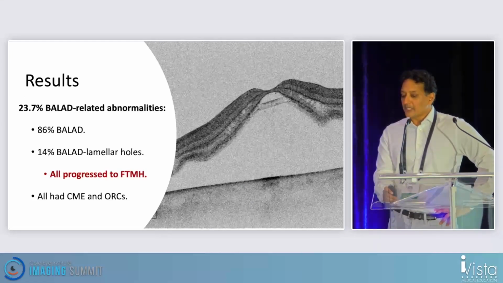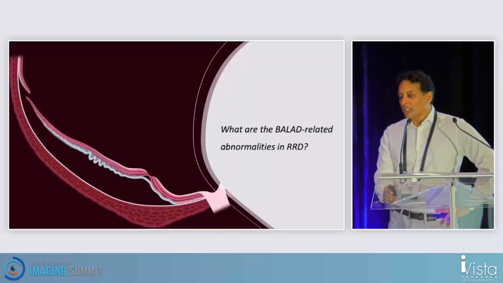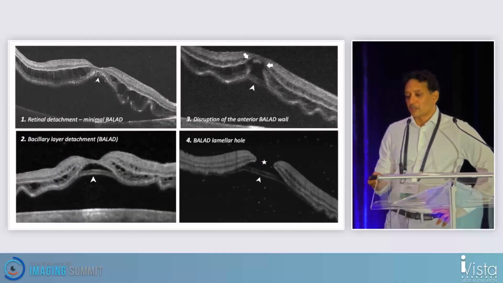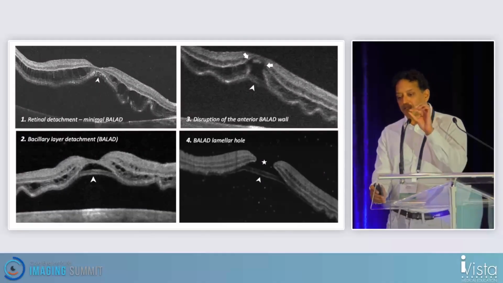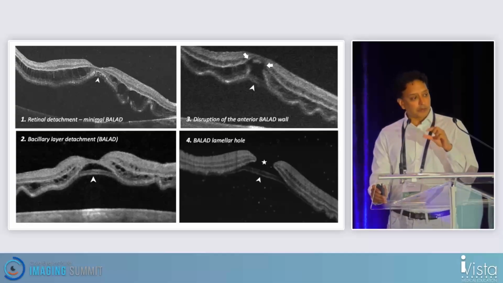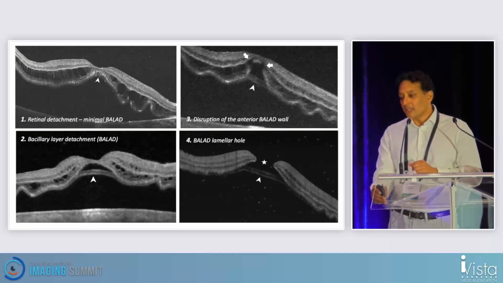So we wanted to look at what types of these BLAD-related abnormalities you get, and we recognize that some of them progress to what we call a BLAD lamellar hole, and that could be the precursor of a full-thickness macular hole. So here's the spectrum of changes where you see a subtle change in the myoid zone, and then a full bacillary layer detachment, which is, again, a separation within the myoid zone.